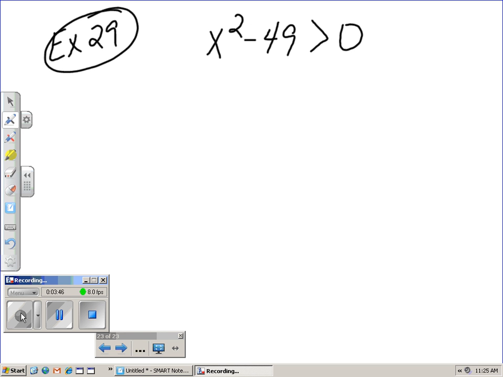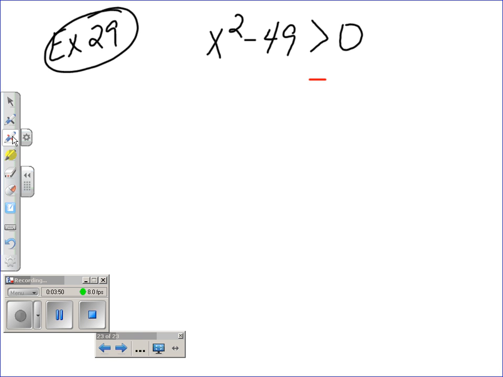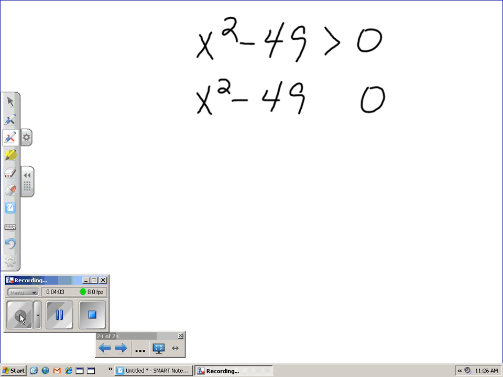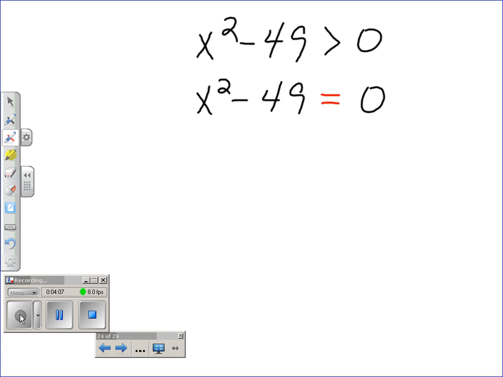x squared minus 49 is less than 0. Now, what I want you to do to start off with is just pretend this is an equal sign for a minute, so that we can solve this and find the critical values. So we have x squared minus 49 is greater than 0. We're going to pretend that it says equals 0, and we're going to go ahead and solve that equation to find our critical values.